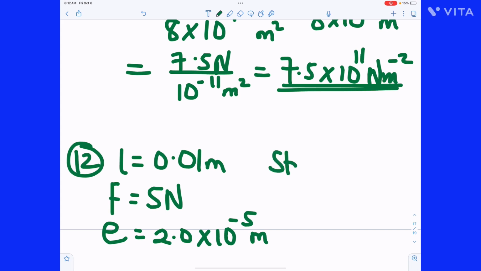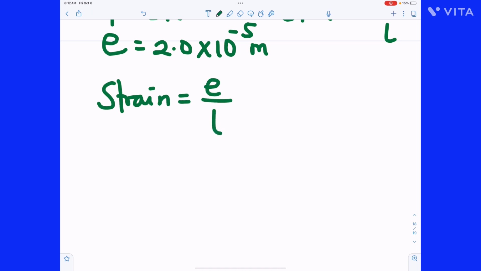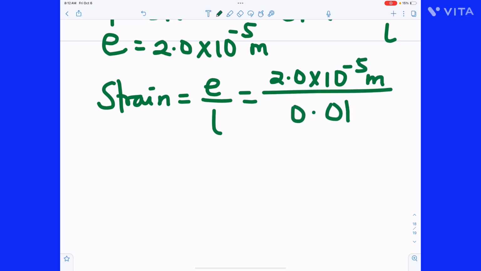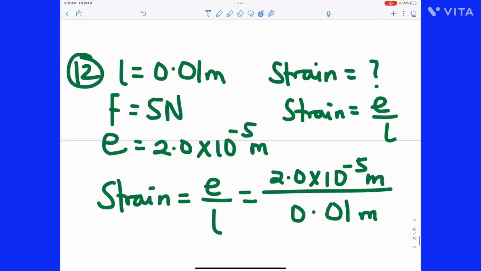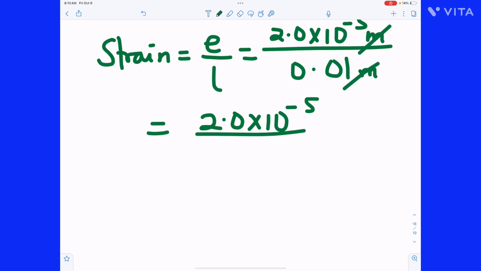Okay, what we need here now is strain. Strain, like we know, is what? Extension over length. So that means the strain on the muscle is 2.0 times 10 raised to the power minus 5 meters over 0.01 meters. Let's do that carefully. We don't need the force. That's 2.0 times 10 raised to the power minus 5 over meter. We already take out meter.